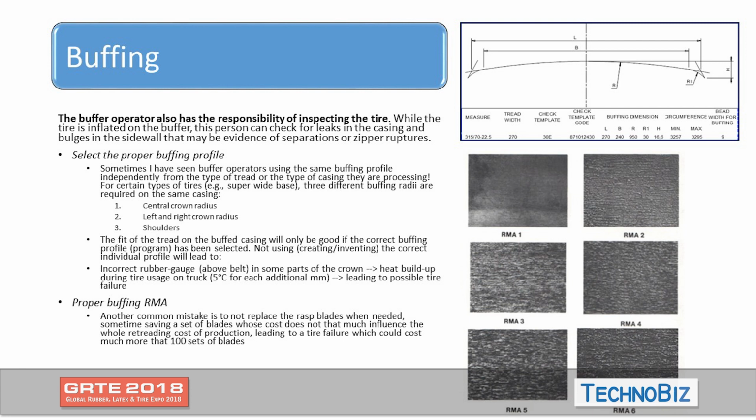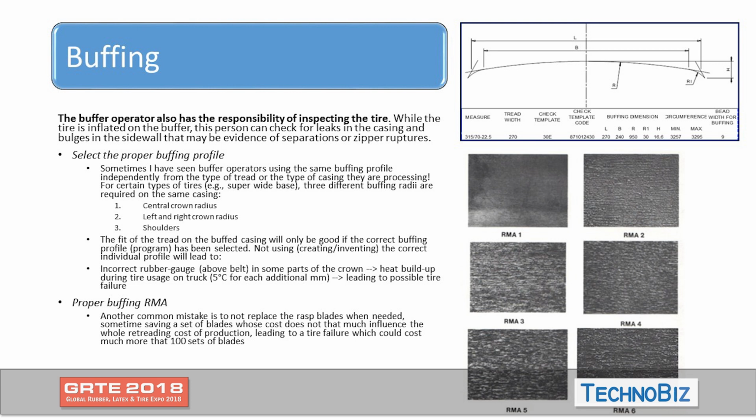Okay, again, here we are talking about the buffing profile. To combine the new thread with the casing, it's very important that I find the correct profile. In the past, when the tires were 100 series, meaning 120020, it was very easy to buff the tires. But today, as the tires are enlarging more and more, the buffing profile assumes a very important role in order to have a perfect bonding between the new thread and the casings.